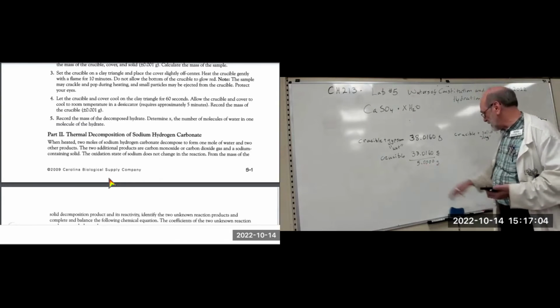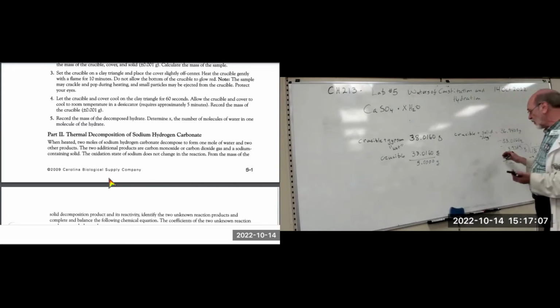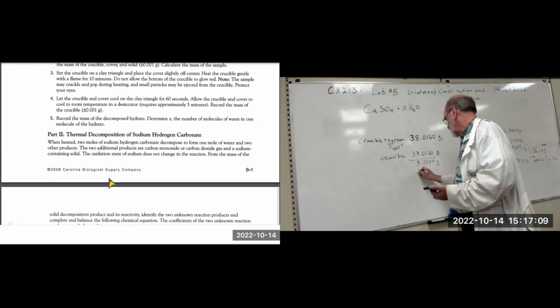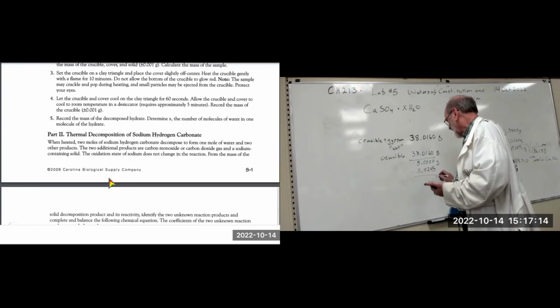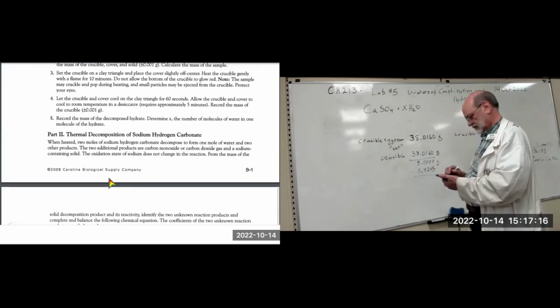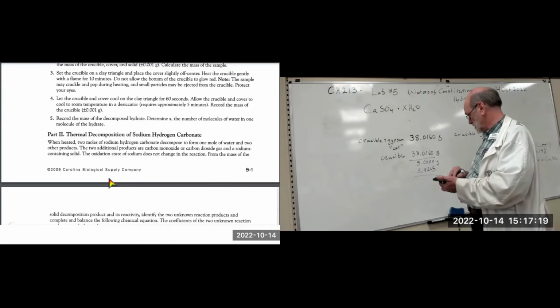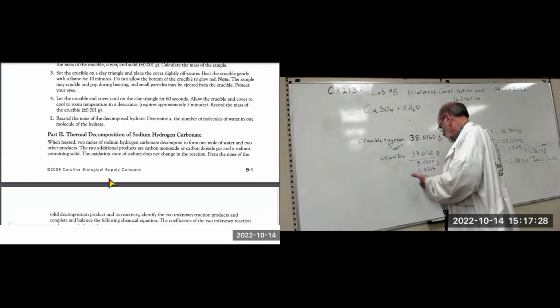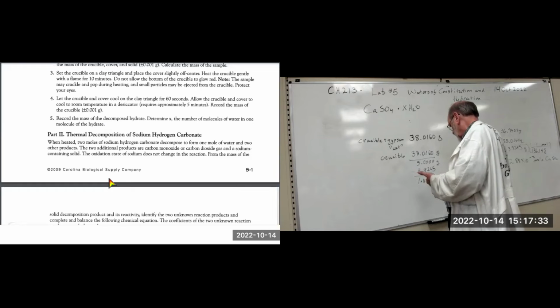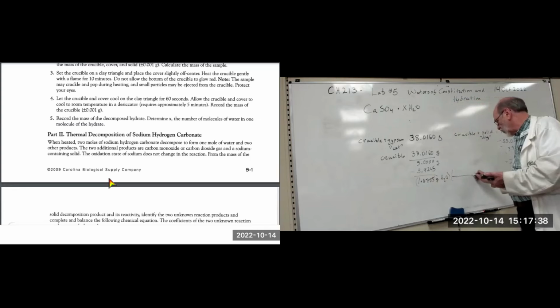Well, it was this wet and this dry, so the amount of water is, subtract calcium sulfate from the total. 1.0755 grams. And that's water. Right? We know how to find the number of moles. Water.